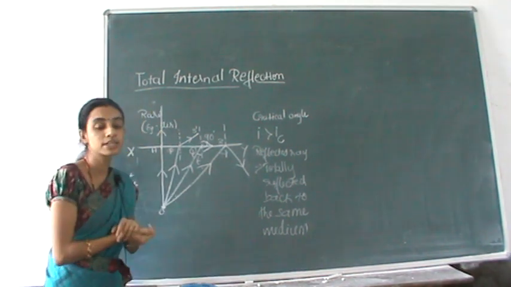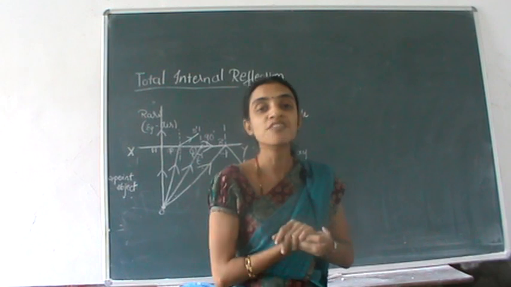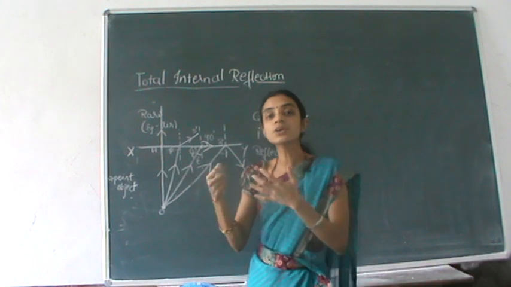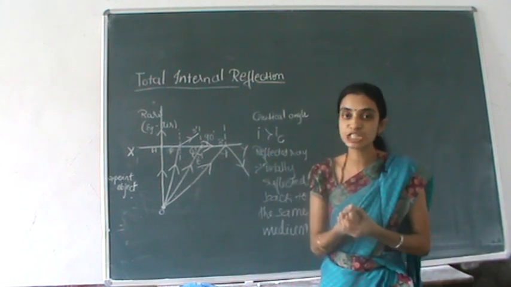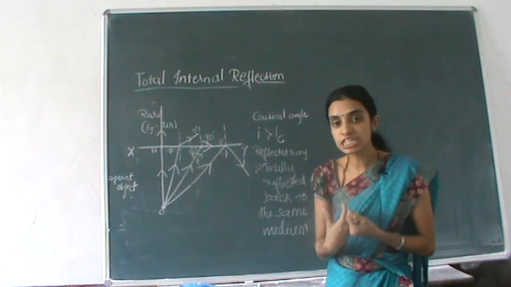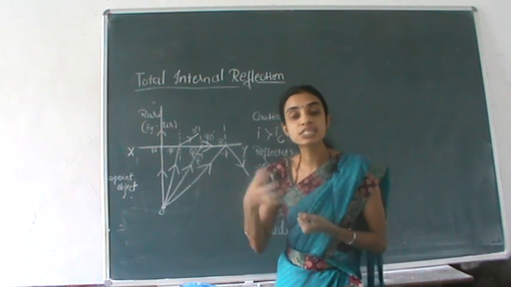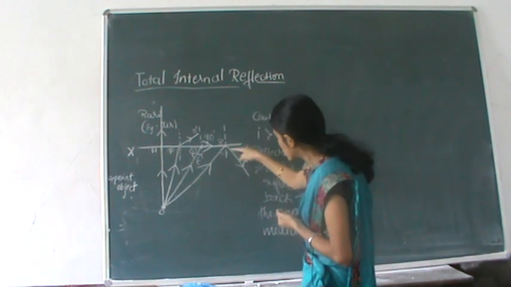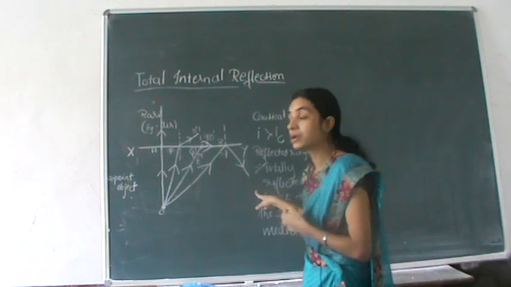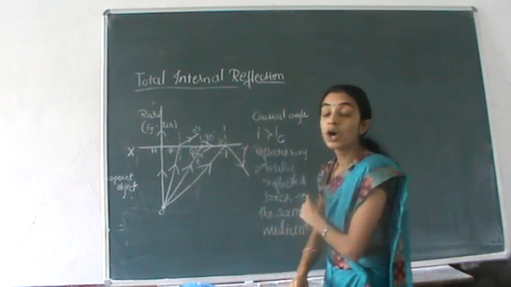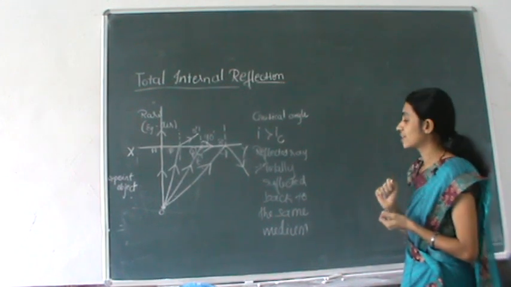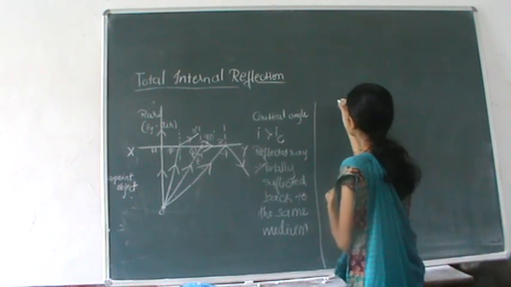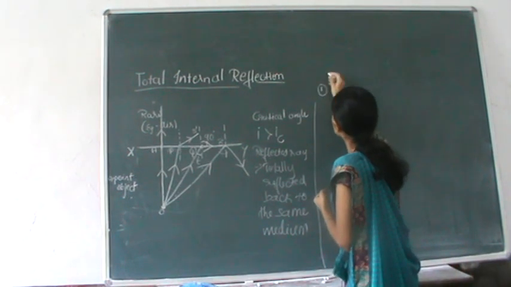So we can define the term total internal reflection. When a ray of light is traveling from a denser to a rarer medium under certain conditions, the incident ray is totally reflected back to the same medium. That condition is called total internal reflection. In order to obtain this phenomenon, there are two conditions.